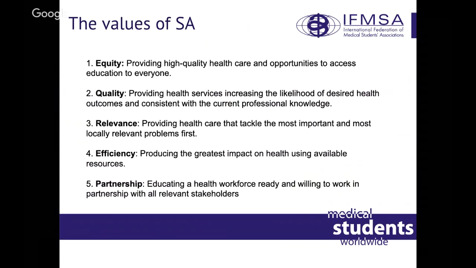Social accountability is defined by 5 main values, and all of these definitions and concepts you can find in one particular tool that IFMSA has created, which we will be introducing later. I'm not going to give it up already. But the 5 values of social accountability are, in short, equity, quality, relevance, efficiency, or cost effectiveness. You may find it both ways. And then the 5th one is partnership.